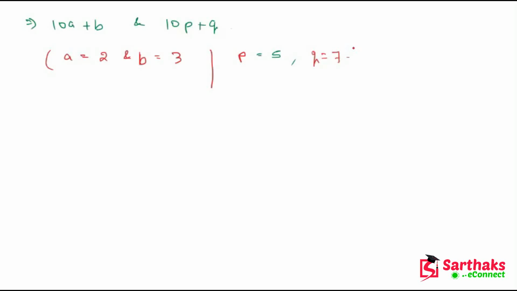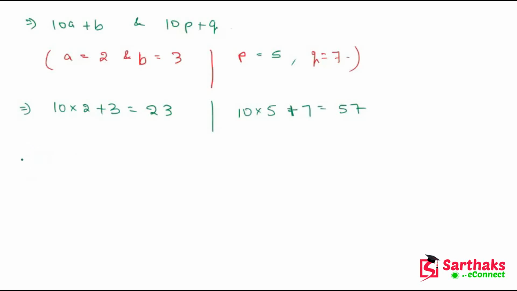Okay, now put the values. Here you can see that 10 into 2 plus 3 will be 23. And in the case of 10p plus q, here is 10 into 5 plus 7, which is 57. Now we are changing the values.